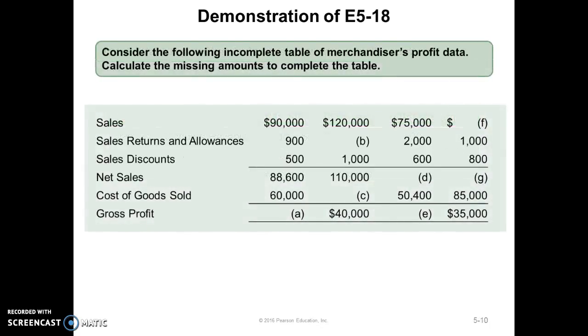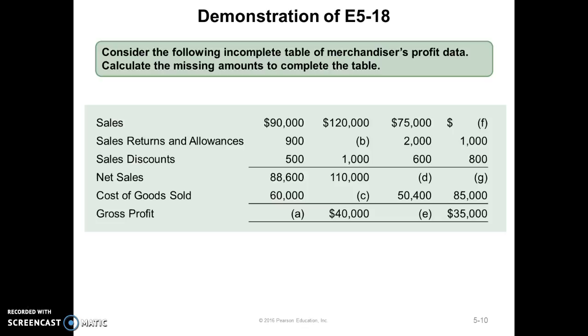Now this is another demonstration problem. It's helping us go through the top part of a multi-step income statement. So we start off with sales, 90,000. We have sales returns and allowances. We've all gone to the store, gotten something we didn't like, and returned it, right? So that's the 900, and that's going to take away from our sales.